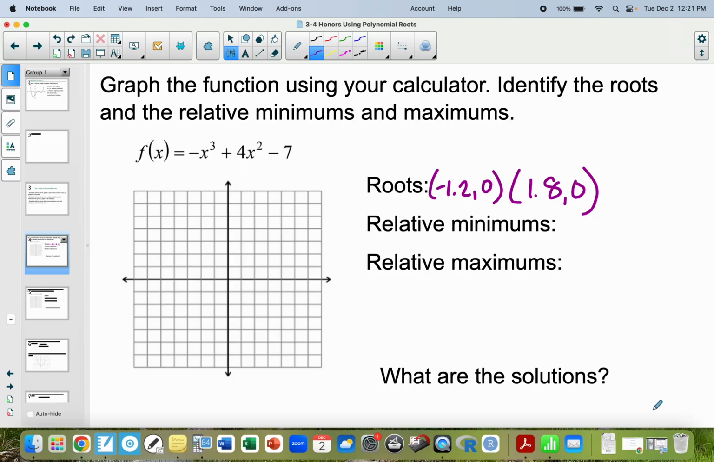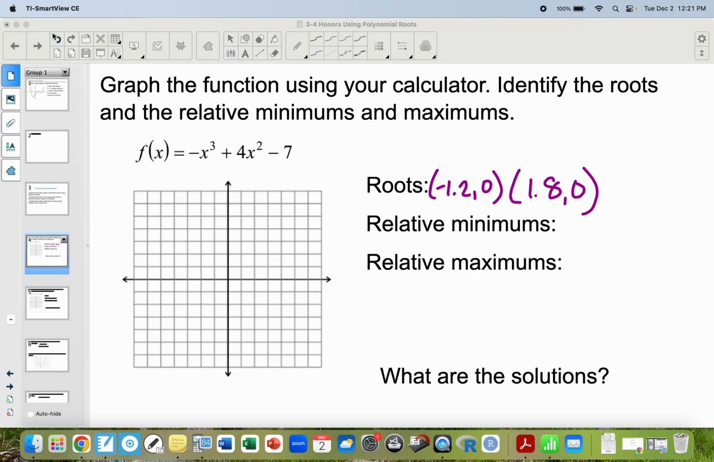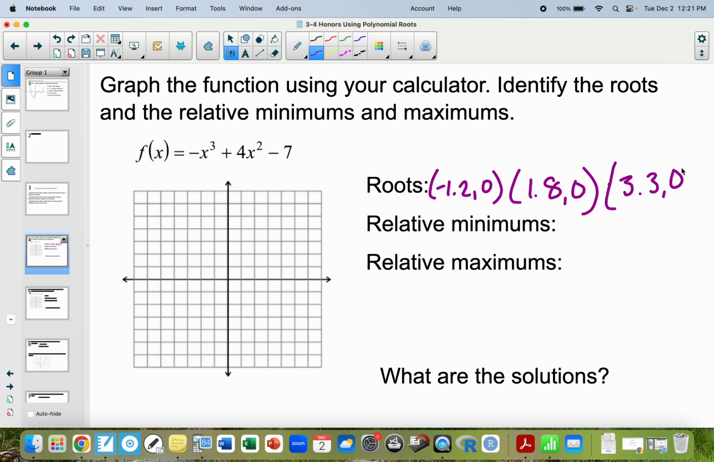And then we have a third root, a third place it crosses the x-axis. So if I move my cursor, looks like that's at approximately 3.3. Okay, so those are all of our roots.